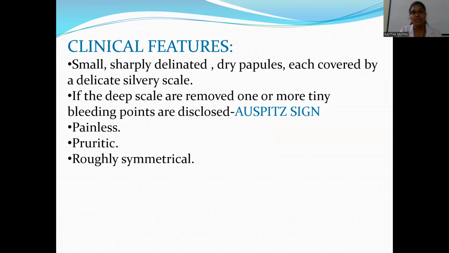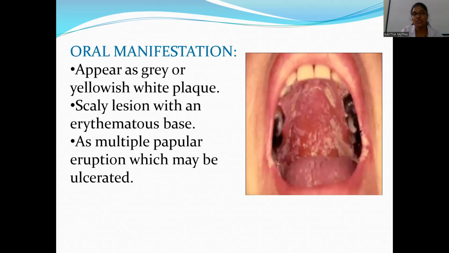Clinical features: small, sharply delineated, dry papules covered by a delicate silvery scale. If the deep scales are removed, one or more tiny bleeding spots are disclosed, and this is called Auspitz sign. It is painless but very pruritic, and roughly symmetrical in nature.